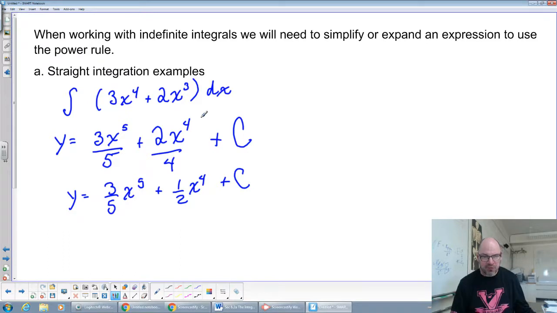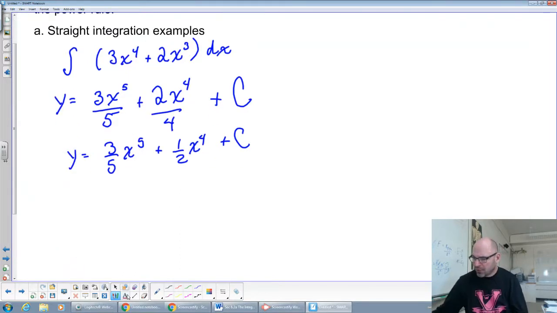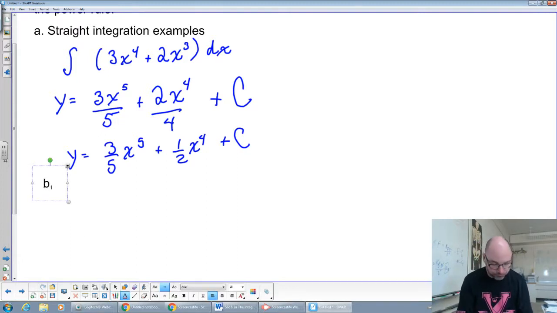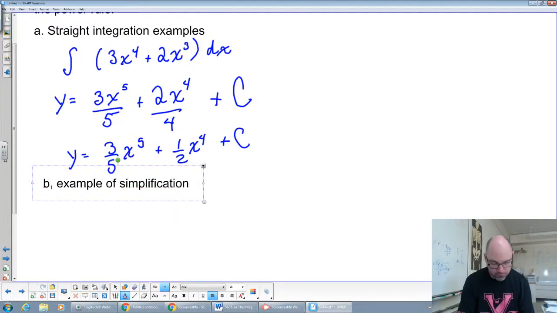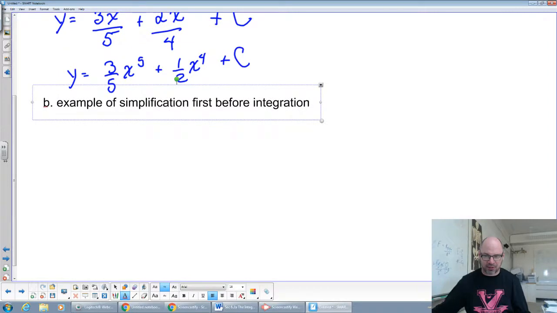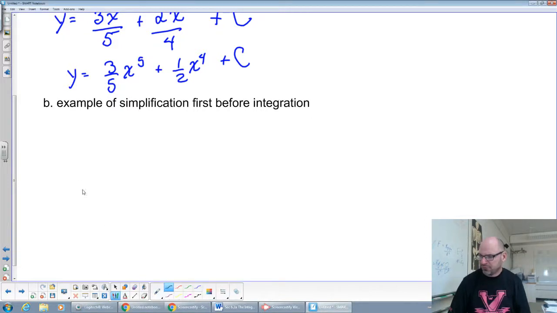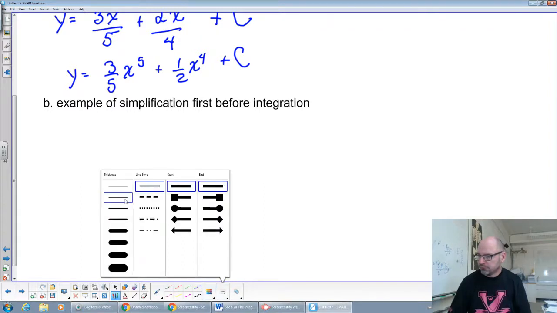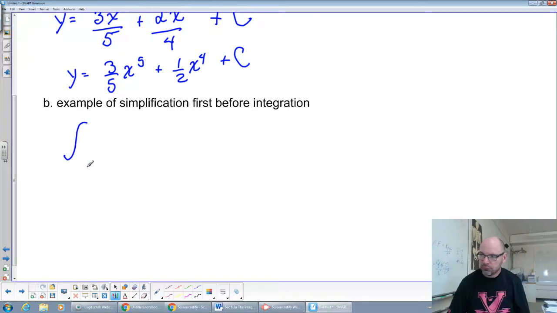Now let's take a look at simplifying first before integration. So what happens when you get examples where we're going to simplify first before we integrate. So let's do an example like that. You might have to do some rewriting. So let's say we have the integration of (3 minus x) squared root x dx.